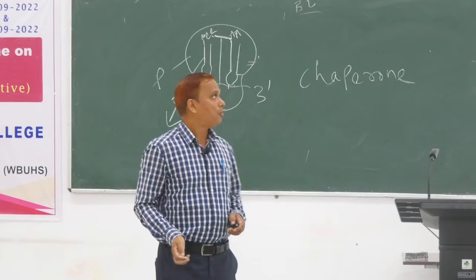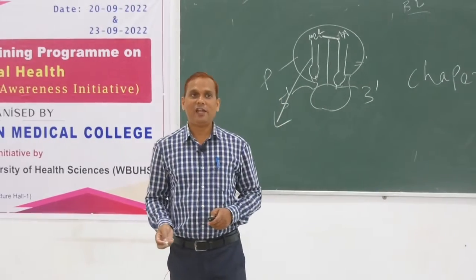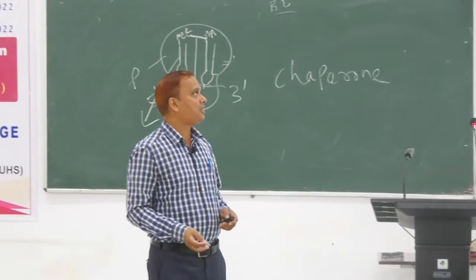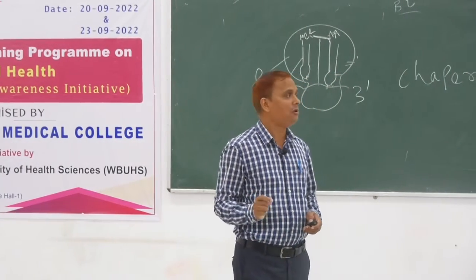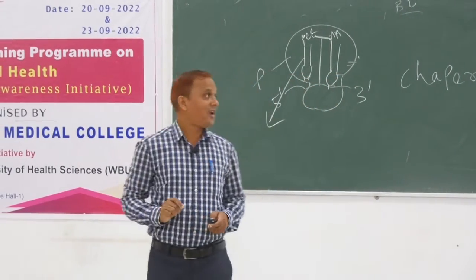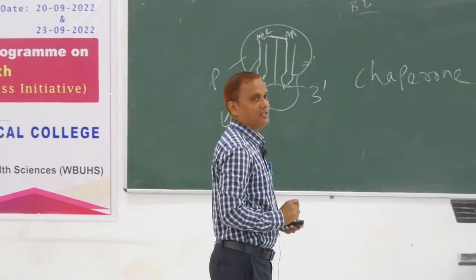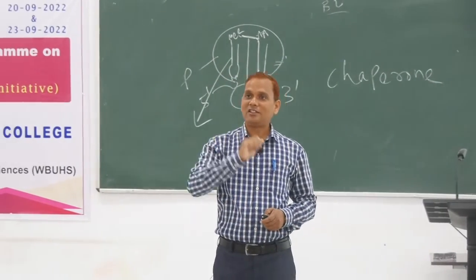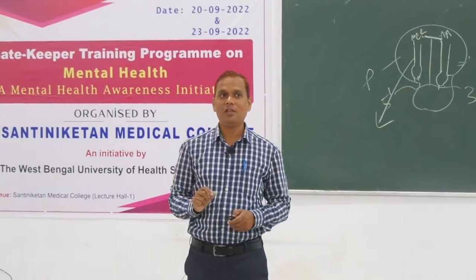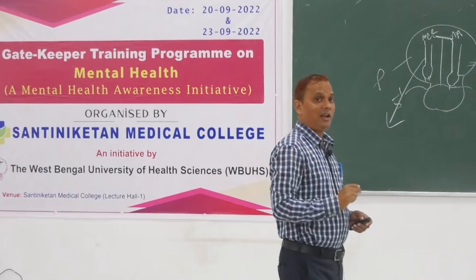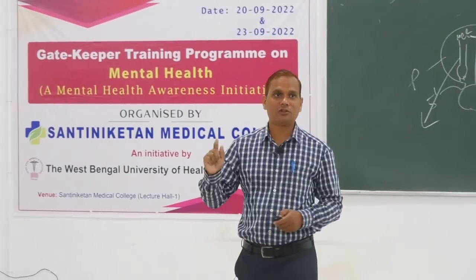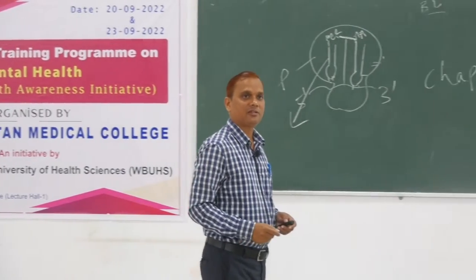Prion diseases: one is human prion disease, another is animal prion disease. In human prion diseases, one is Kuru disease. In Kuru disease, the cerebellum will be affected. Another disease is Creutzfeldt-Jakob disease. In that disease, the cerebral cortex becomes a sponge-like structure. Another one is Alzheimer's disease, also under human prion disease.